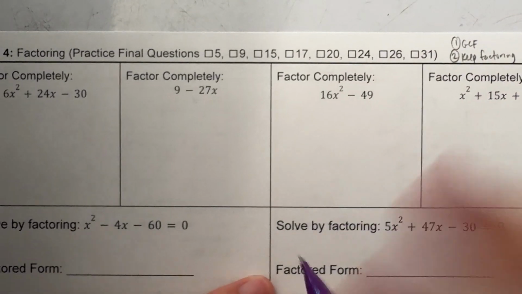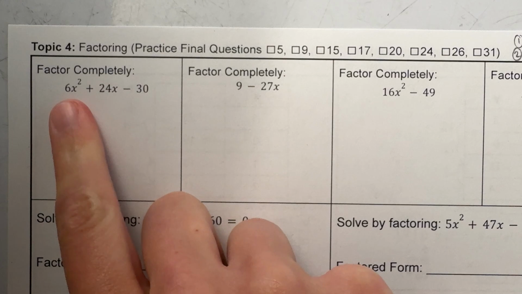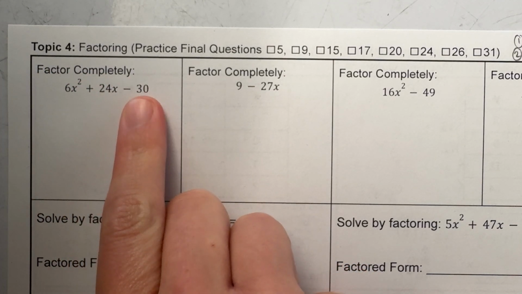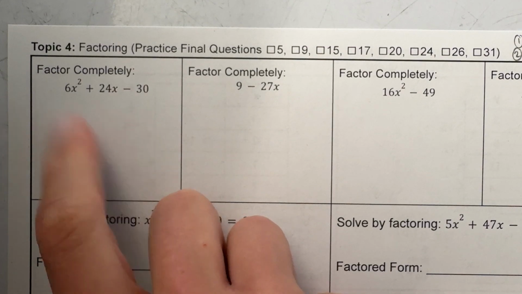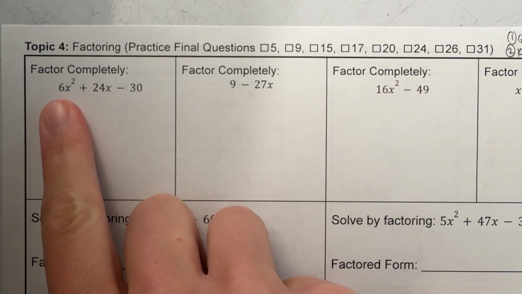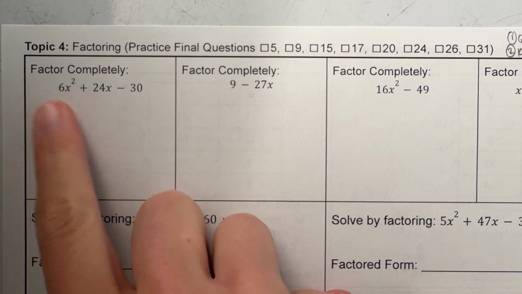Okay, so a GCF is a number that multiplies to each term. So let's check it out. Is there a number that multiplies to 6, 24, and 30? And you might think 2 or 3. And those would be correct, but they're actually not the greatest common factor, because the largest number that multiplies to 6, 24, and 30 is actually the number 6.